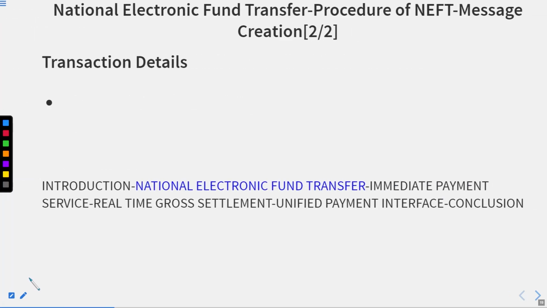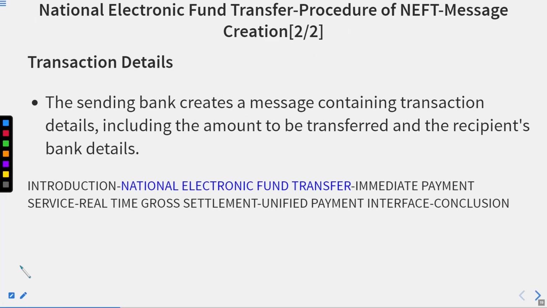The sending bank creates a message containing transaction details, including the amount to be transferred and the recipient's bank details. Whenever you receive money from someone through the online process, every time you get a message that your account is credited with this amount via this and that. These are known as the transaction details. The same thing is reflected on the sender's side also, like your account has been debited for this much amount.